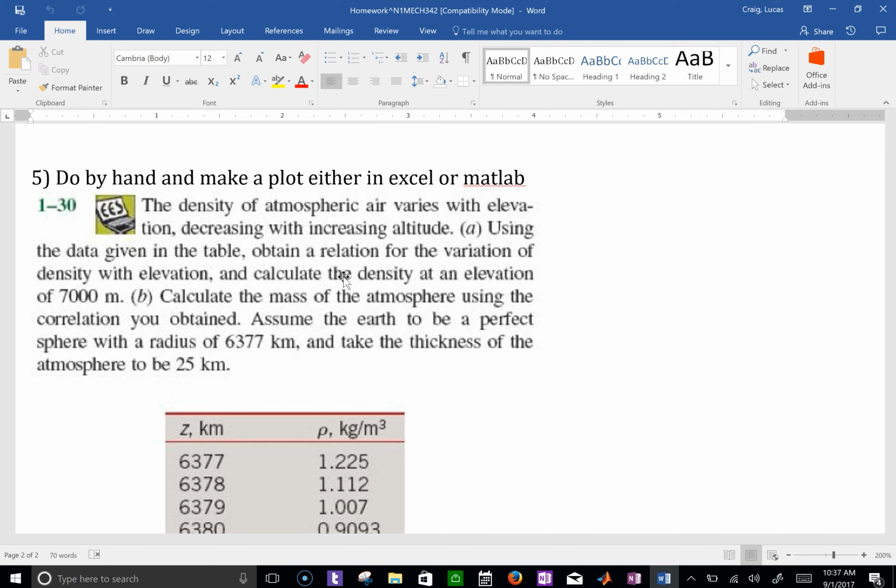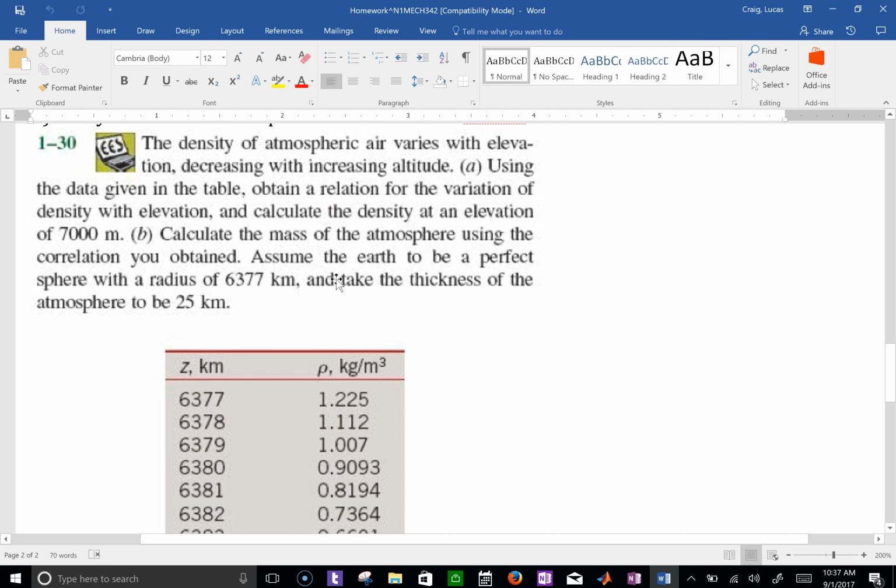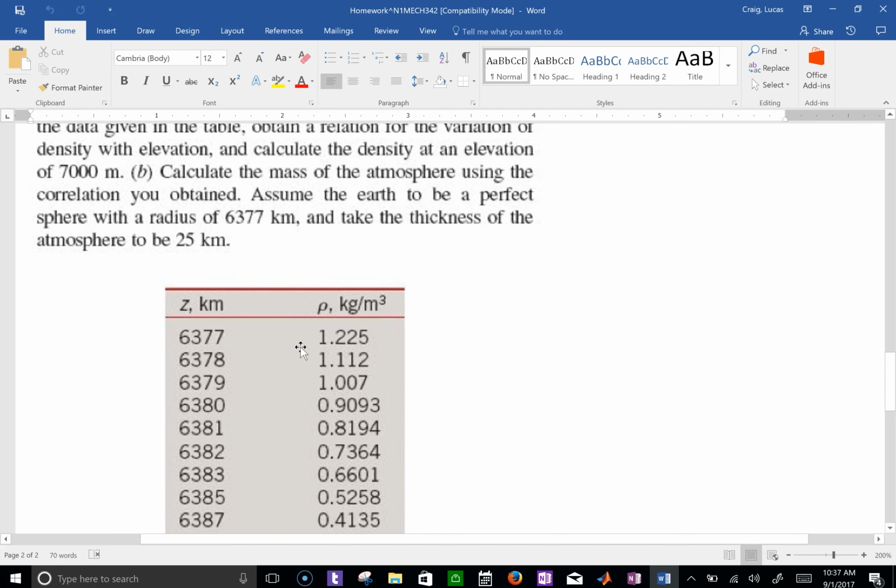Okay, so it wants you to find the density. It says the density of the atmospheric air varies with elevation, decreasing with altitude. We want to obtain a relation for the variation of density with elevation, and then calculate the density at the elevation of 7,000 meters. Then it says calculate the mass. I'm going to help you set up both.